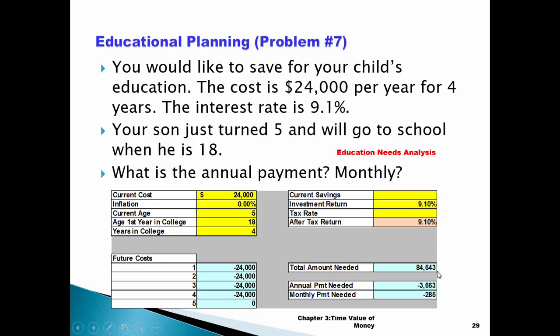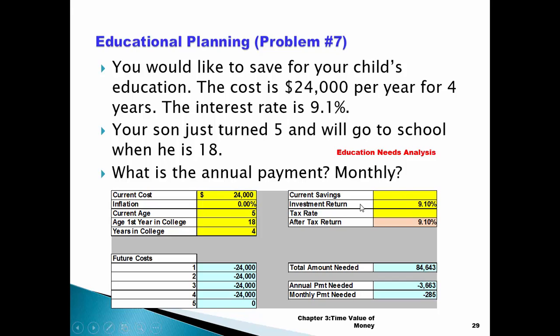So in lump sum, you're going to need $84,000 when he gets to college. So you can do that in an annual amount. It would be $3,633 a year or $285 a month. Again, this is the Education Needs Analysis Worksheet. Obviously, it's going to help us solve those kinds of questions. We can make complications. We can add inflation.